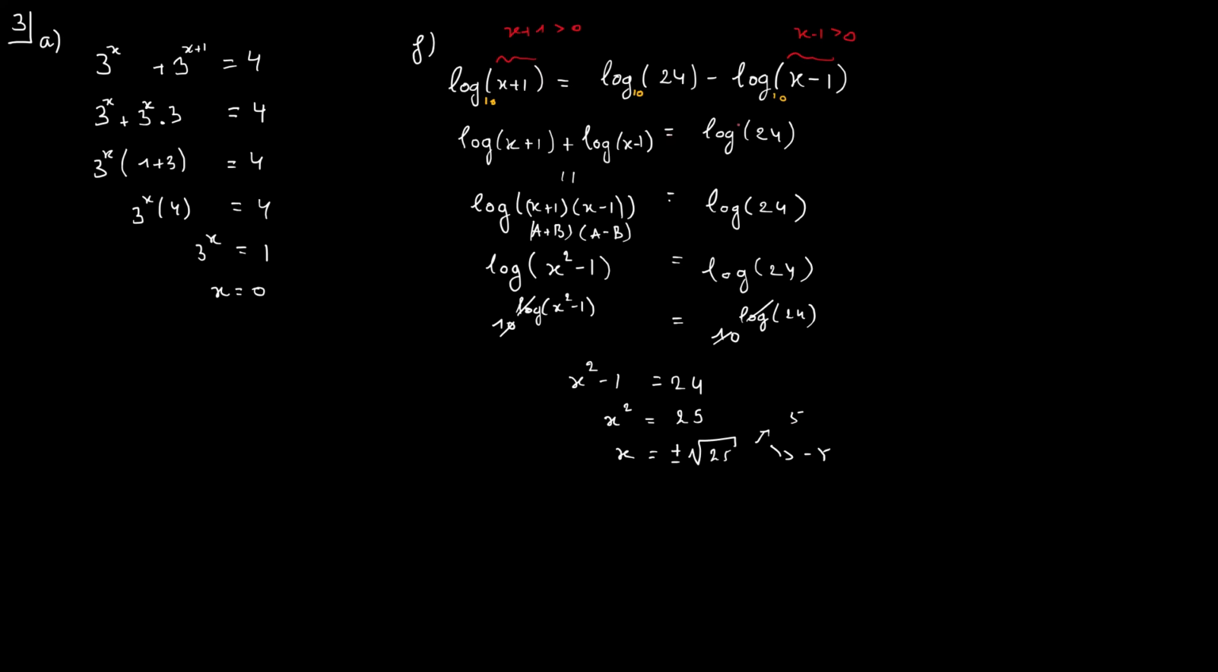Okay, so let's see if our solutions are possible. So 5 minus 1 gives us 4, 5 plus 1 gives us 6, not a problem. But minus 5, well, that gives us a problem on both sides. So minus 5 is not a valid solution. So the only valid solution for this equation is x equal to 5.